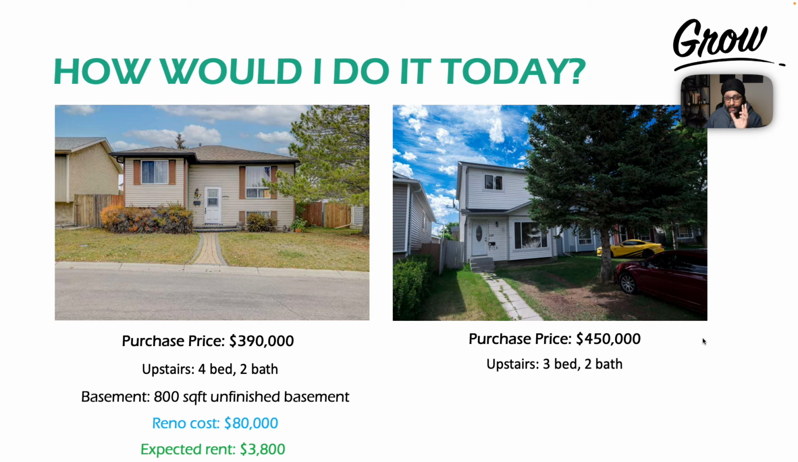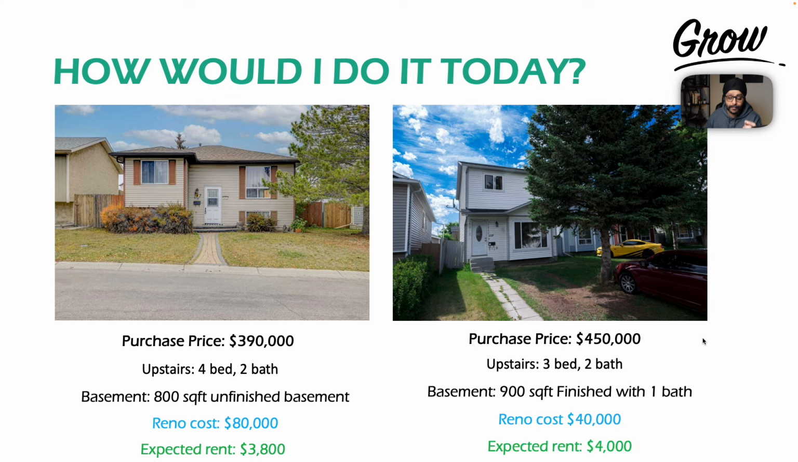The upstairs is a slightly smaller 3-bed, 2-bath. The basement is slightly bigger. It's finished, but it requires a little bit of work. The flooring needs to be changed and stuff like that. So the overall reno cost of the 2 units is about $40,000. And the expected rent is about $4,000.